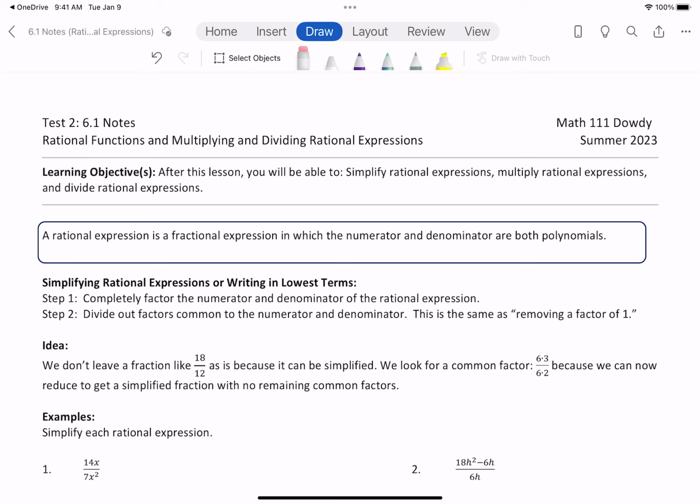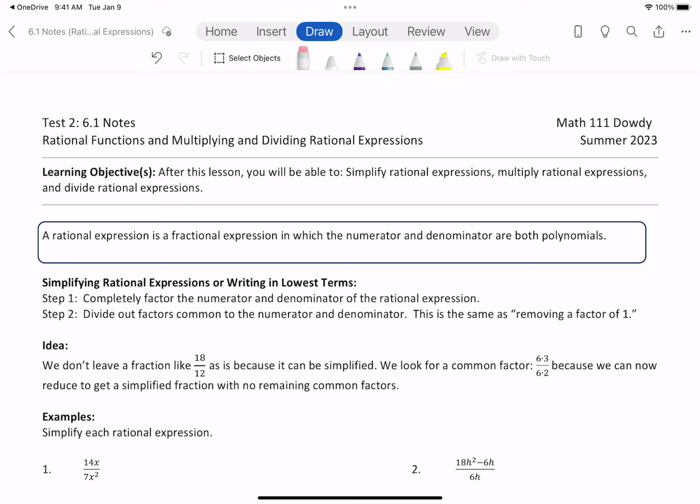Okay, congratulations on completing the material for test 1. So today we're going to start the material for test 2. And in this test we're going to be looking at rational functions and rational expressions.